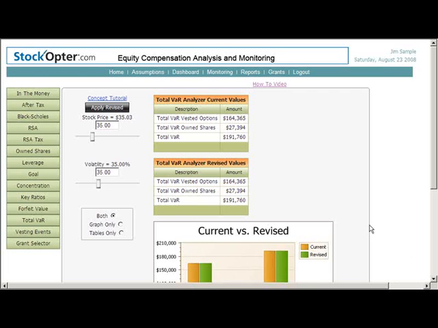The Total VaR Dashboard calculates the value at risk amounts for Jim's vested options and owned shares based on the current stock price and volatility assumptions. These values represent the potential loss during the next 30 days under normal market conditions using a 5% probability. The revised values table can be updated by modifying the stock price and volatility assumptions using the sliders or input boxes. Changes in price or volatility will produce corresponding increases or decreases in the VaR values on the revised table and graph.